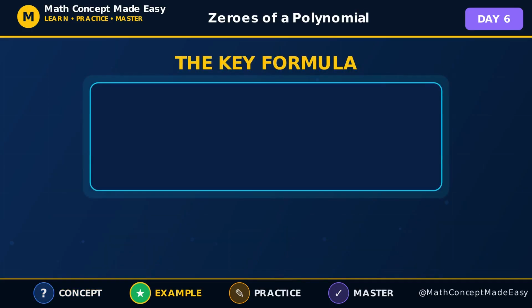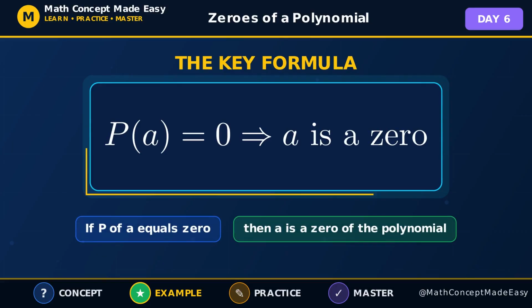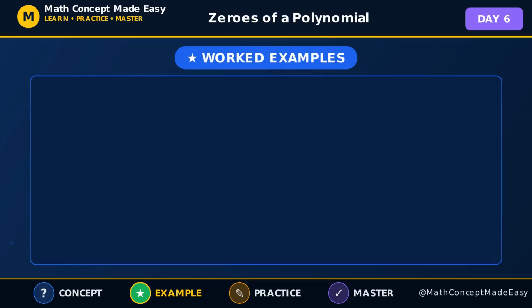Here is the key formula for zeros of a polynomial. The formula is: if p of a equals 0, then a is a zero of the polynomial. Watch how each part appears as I say it. Do not just memorize the symbols, make sure you understand what each one represents, because that is what the exam really tests. Let us put this to work with real examples, one step at a time.